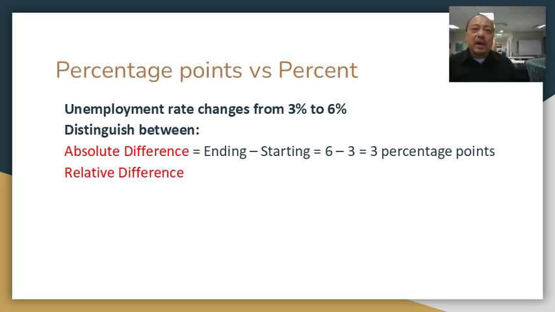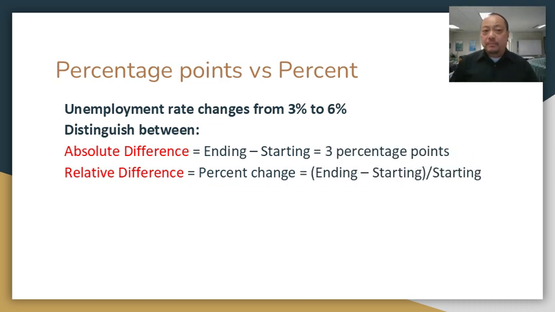When people say unemployment rate increases by 3 percentage points, they mean just the absolute difference. It goes from some number percent to another number percent that's 3 more than it. The percent change must be the relative difference, and it's equal to the formula we had. In this case, it should be 100%.